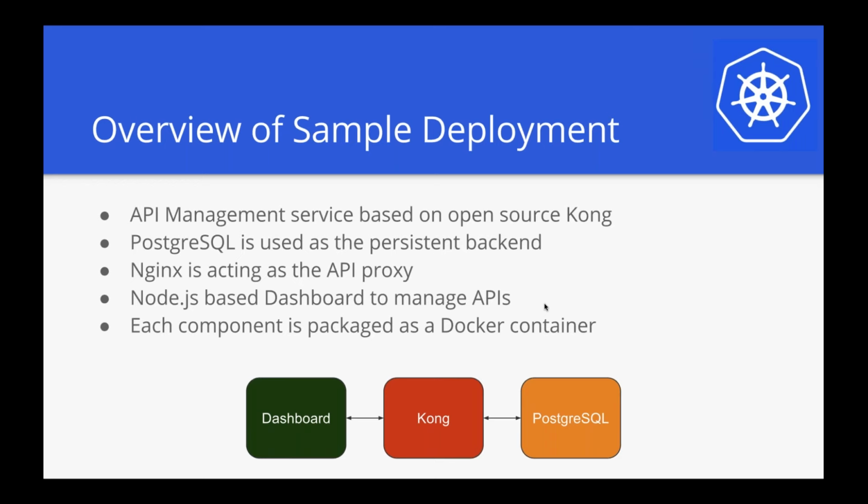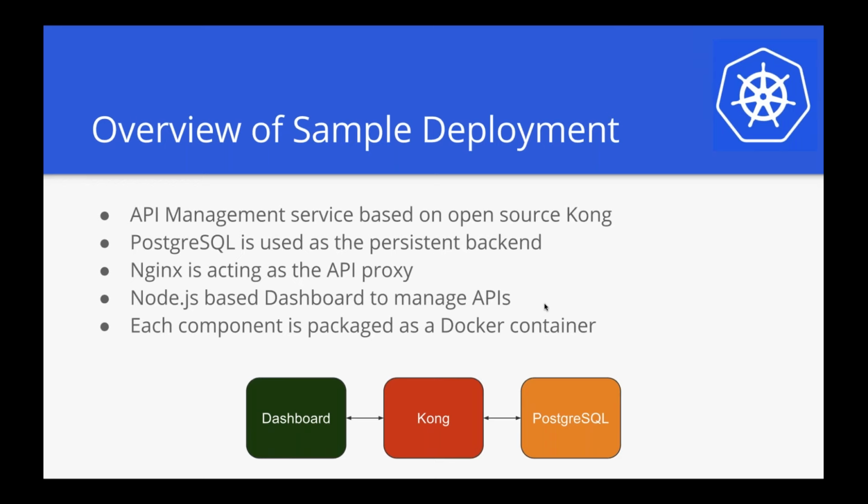There is a dashboard which is written in Node.js and Express framework, which talks to Kong and provides you a GUI. And this is completely stateless. So you can deploy this application and scale Postgres for HA. You could run 2 PostgreSQL instances for high availability. You can run n number of Kong instances for scale. You can do the same thing with the dashboard. And of course, each component is packaged as a Docker container. And we're going to deploy this application in both the environments.